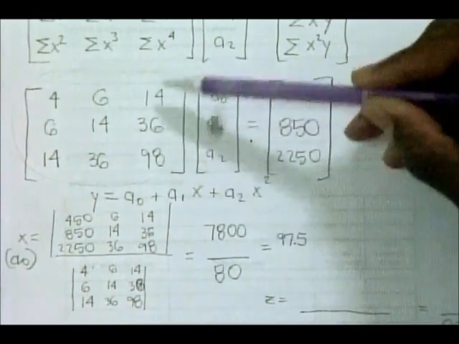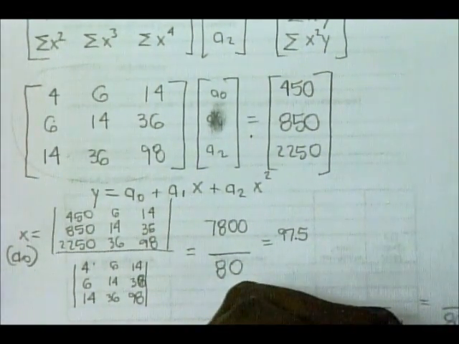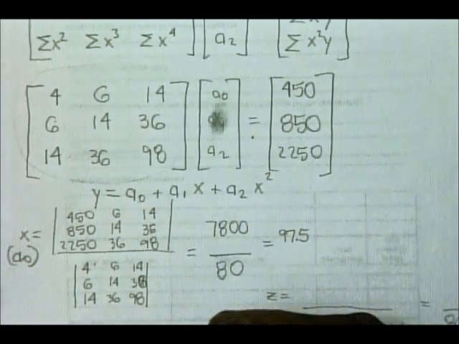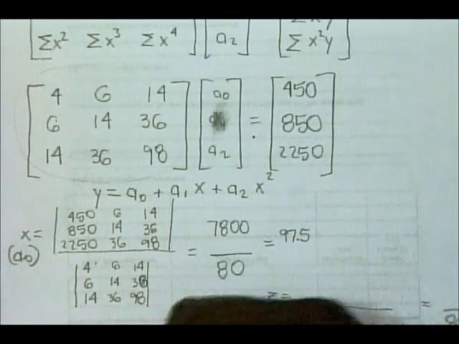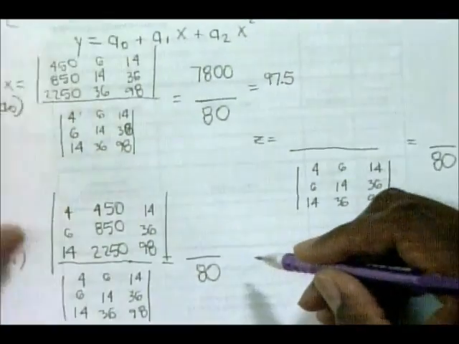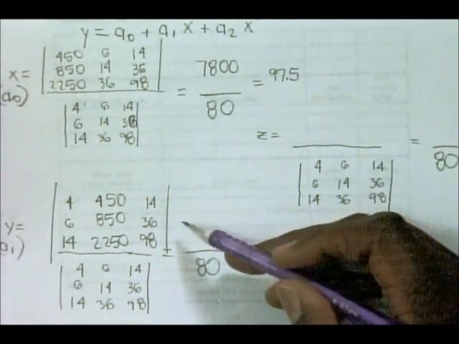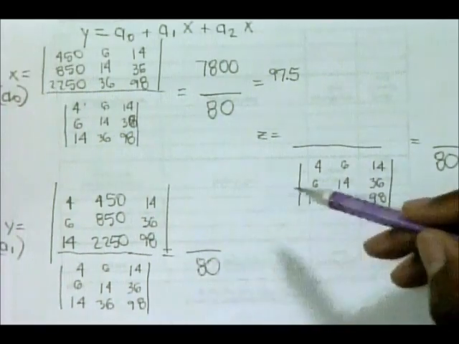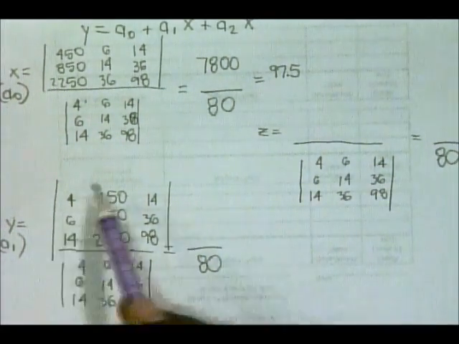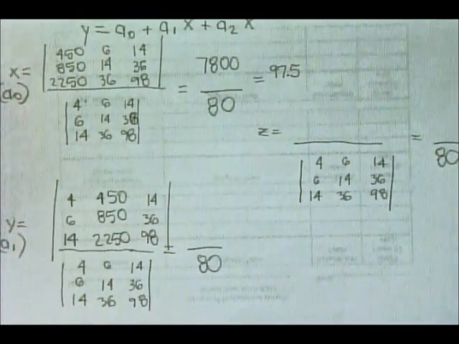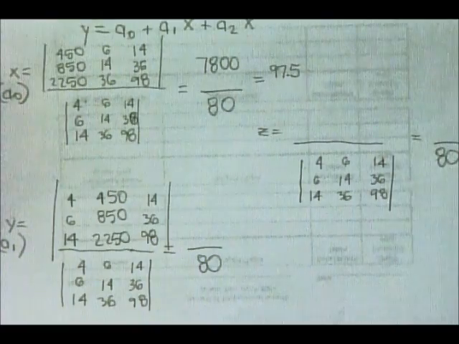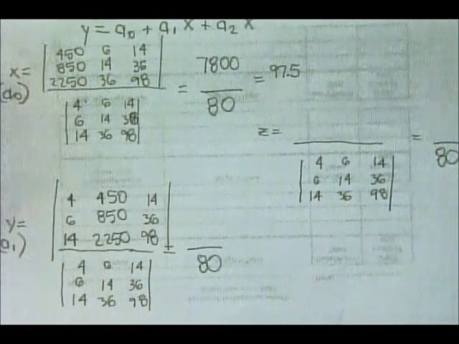Now we're just going to bring this column down, bring down the 14, 36, and 98. We want to find the determinant of that. I brought down the 14, 36, 98. So you're going to have to put that in the calculator or do it by hand according to the steps that we've already outlined in past videos.